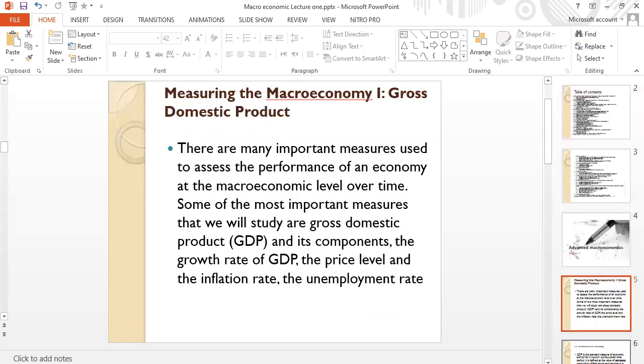First, we will talk about GDP, the gross domestic product. There are many important measures used to assess the performance of an economy at the macroeconomic level over time. Some of the most important measures are gross domestic product and its components, how we can measure the growth rate of GDP, the price level and inflation rate, and the unemployment rate.